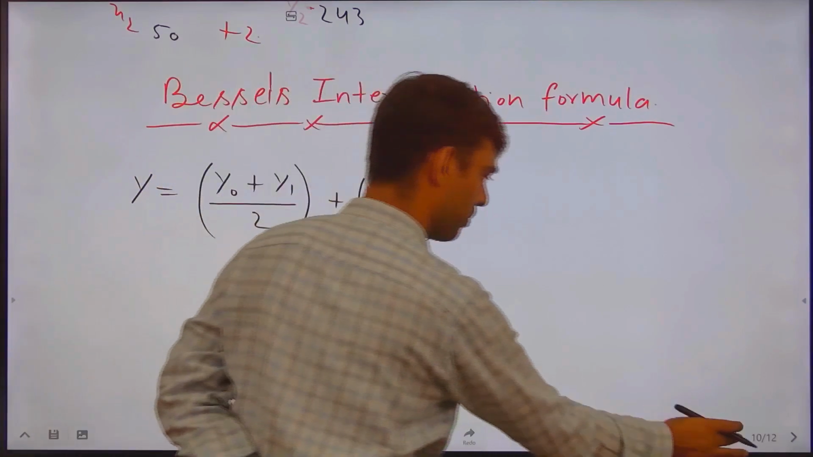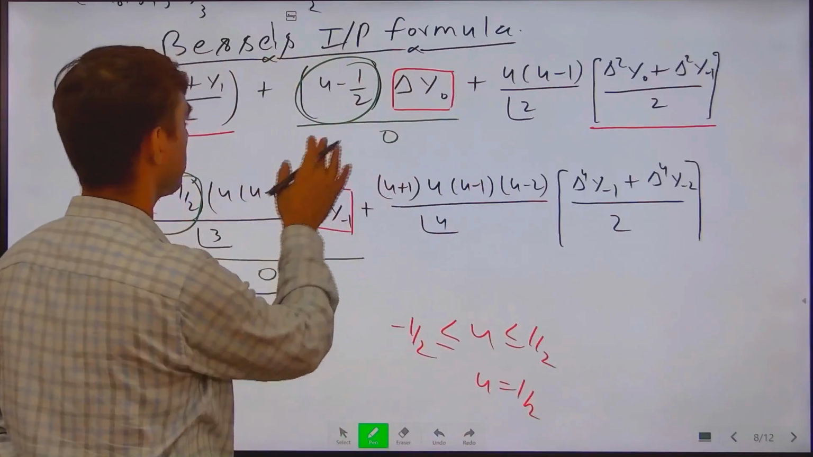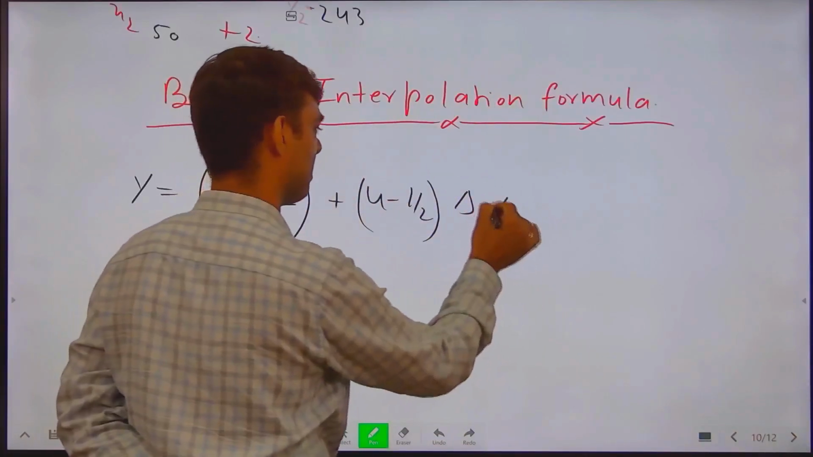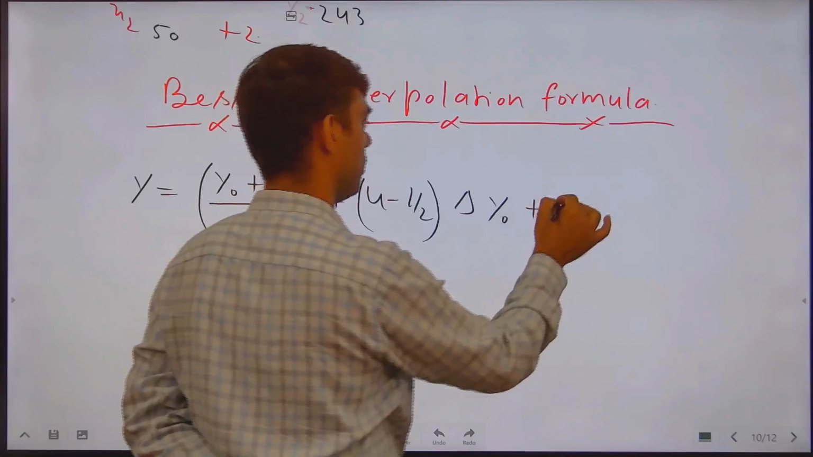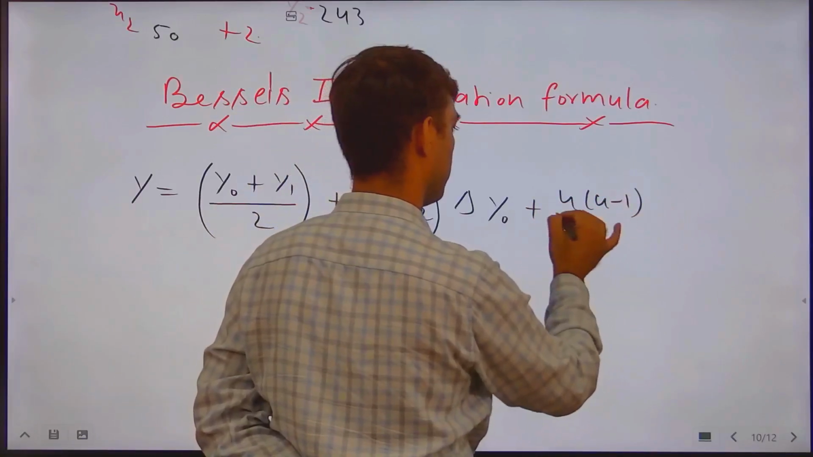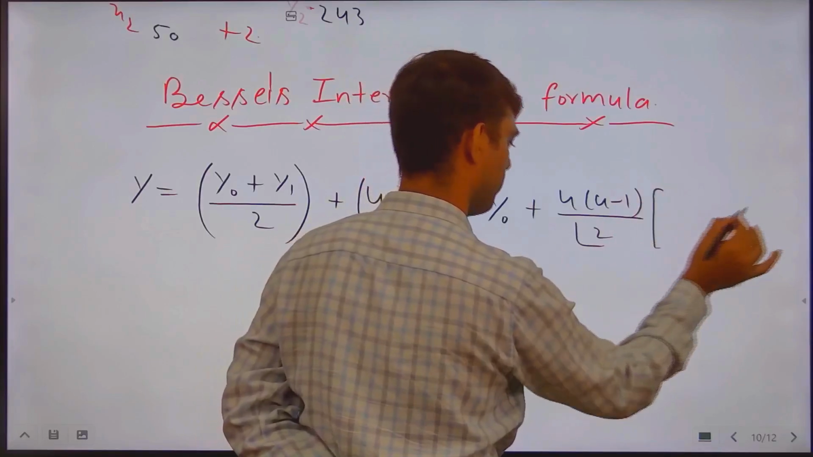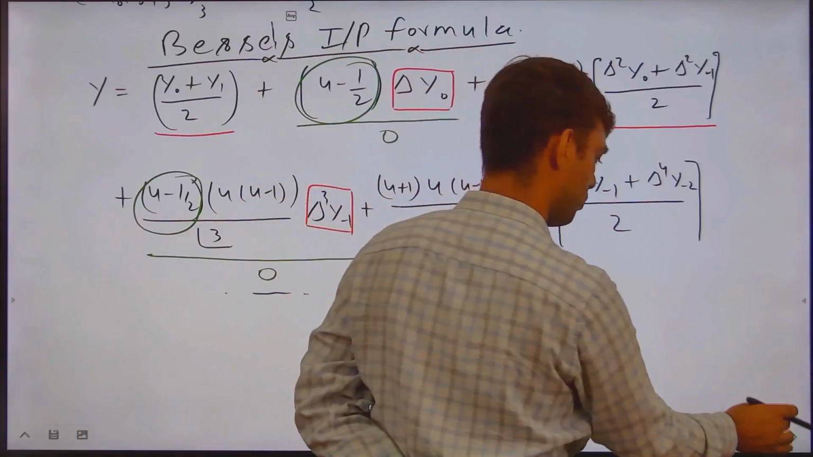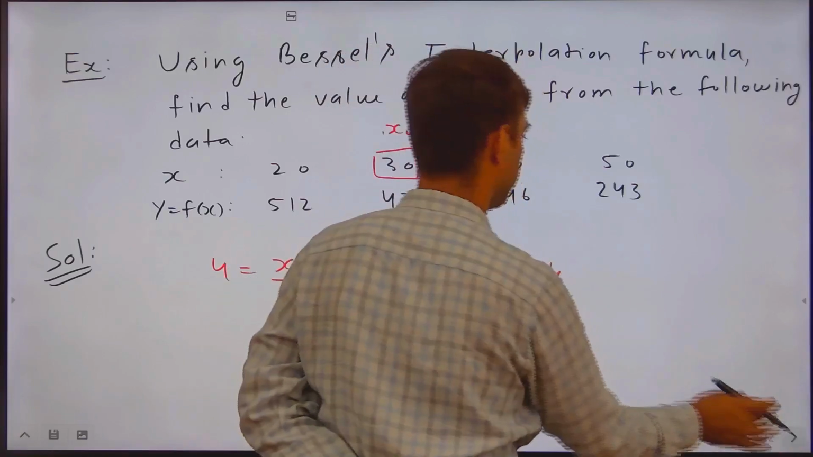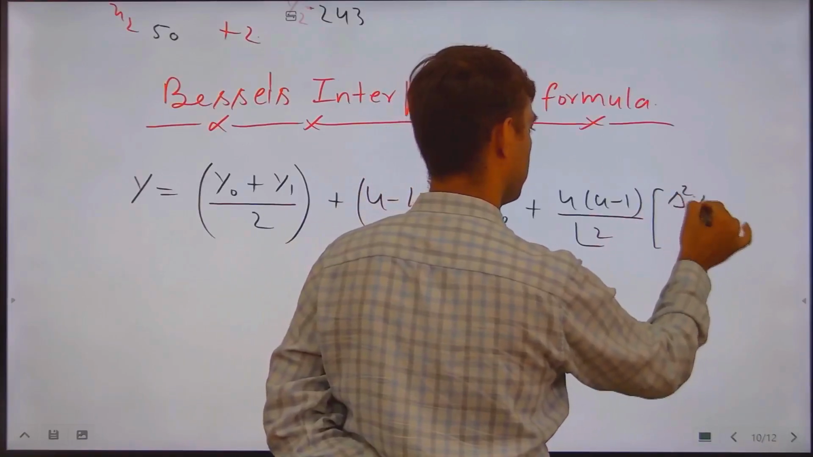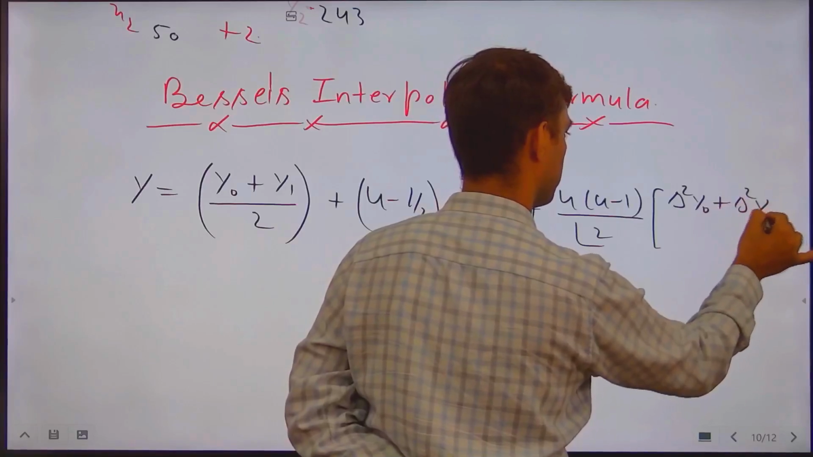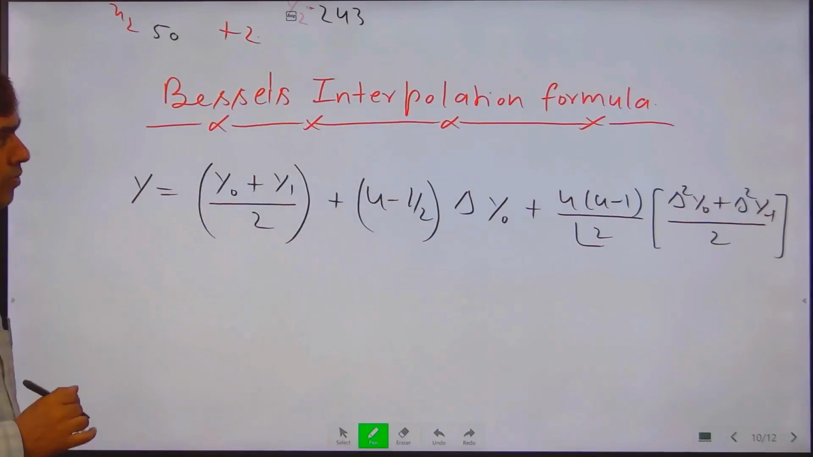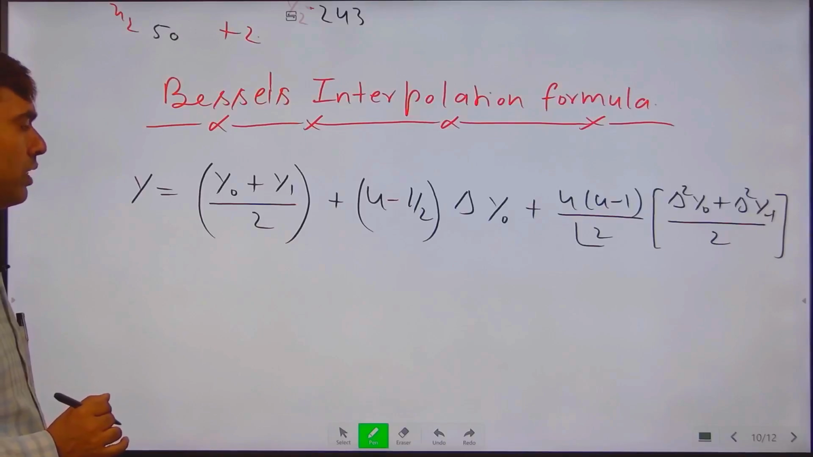What is the formula? This one is del y0, plus u minus 1 upon factorial 2 and the average of del 2 y0 and del 2 y minus 1. That is, u minus 1 upon factorial 2 times del 2 y0 plus del 2 y minus 1 divided by 2.